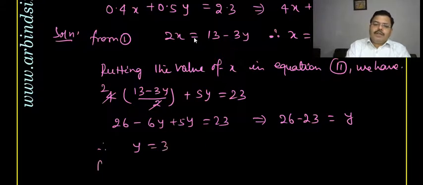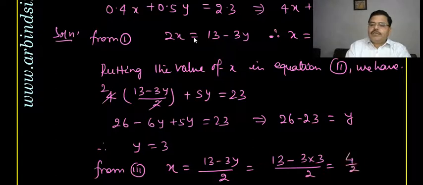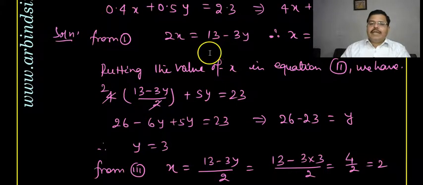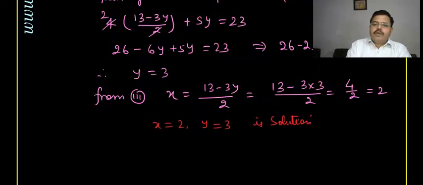to 3. Now from the third equation, we have x is equal to (13 minus 3y) by 2. So we can write (13 minus 3 into 3) by 2, that is 13 minus 9 is 4 by 2, which is equal to 2. So x is 2 and y is 3. Therefore, the solution x is 2 and y is 3 is the one pair of solutions, so that is why.